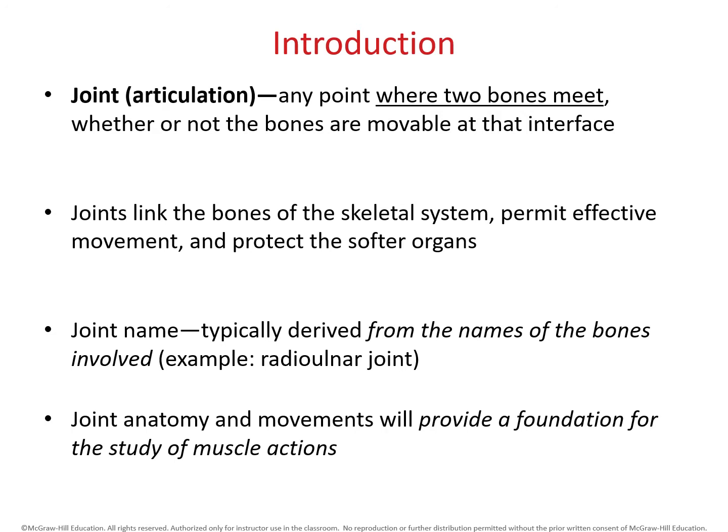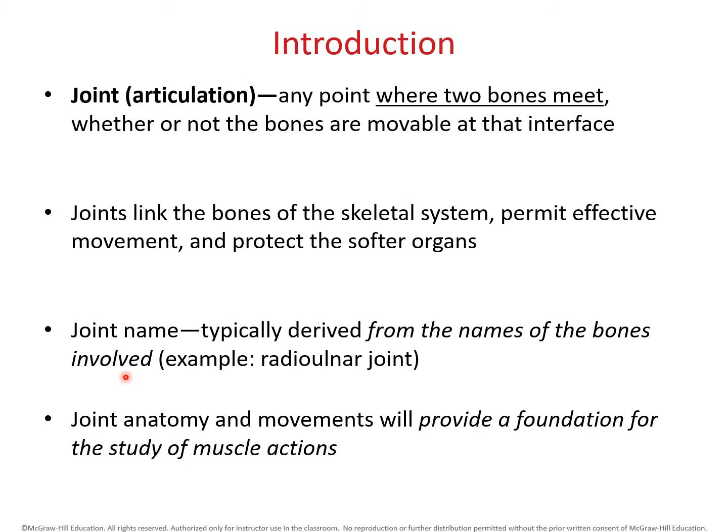First of all, what is a joint? A joint is simply where 2 bones are going to meet together. This does not necessarily mean that this location is a movable location. Some joints are not movable, as we'll see. So, basic definition of a joint or articulation is simply where 2 bones are going to meet.